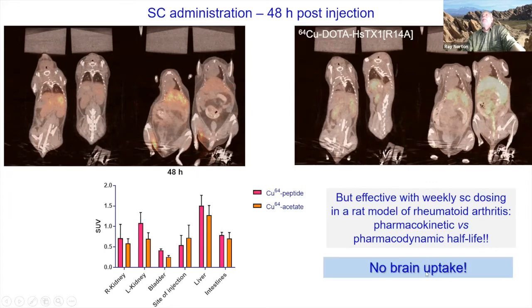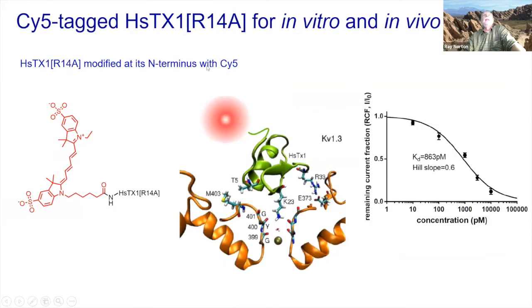However, one clear result from these is that there was no brain uptake. These are in healthy animals, I should stress. We've probed that with another analog of the peptide. Instead of using PET imaging, we've used fluorescence imaging. And so we created a Cy5 tagged version, again, modified at the N-terminus. This lost a little bit of affinity for Kv1.3, but we've now put a longer linker between the Cy5 and the peptide to restore that affinity for Kv1.3, and it's still subnanomolar.